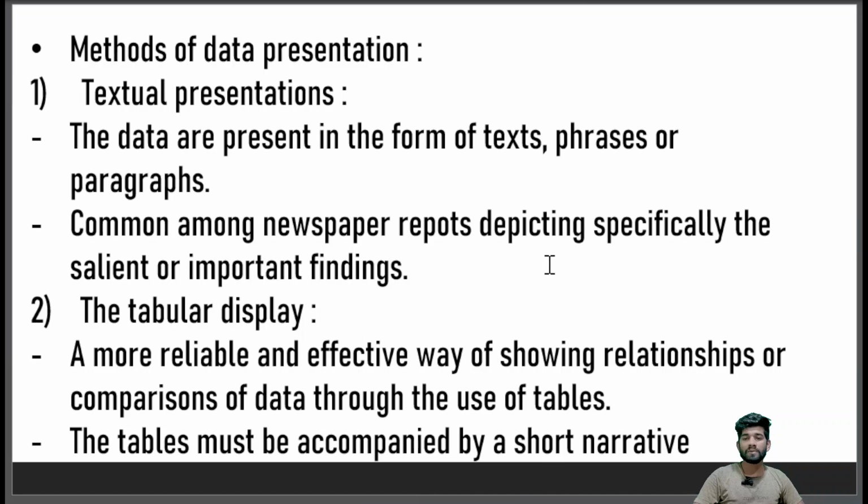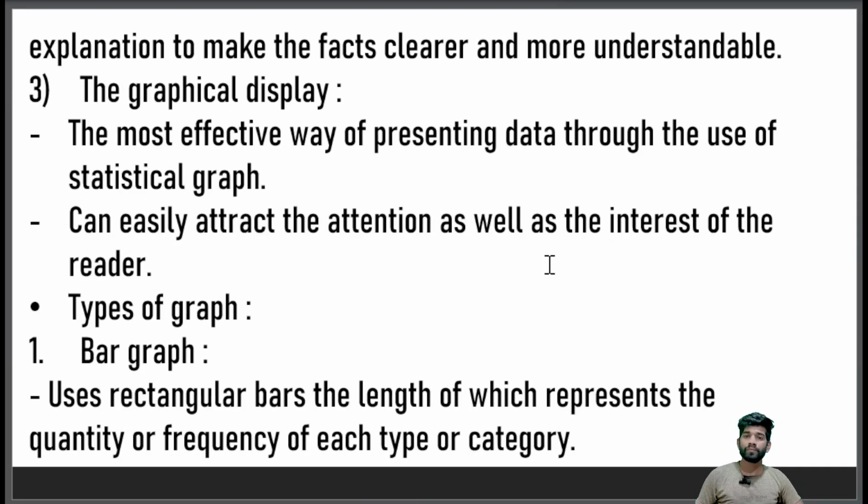Next is the tabular display, a more reliable and effective way of showing relationships or comparisons of data through the use of tables. The tables must be accompanied by a short narrative explanation to make the facts clearer and more understandable. Then the third one is the graphical display, the most effective way of presenting data through the use of statistical graphs. You know the graphs, everyone knows graphs.